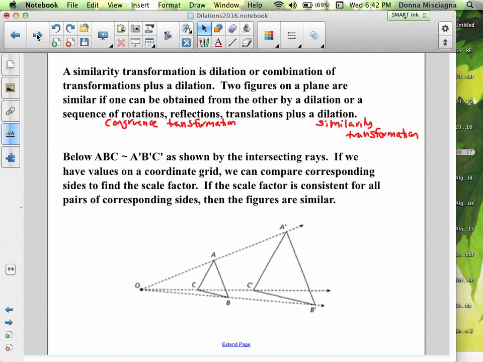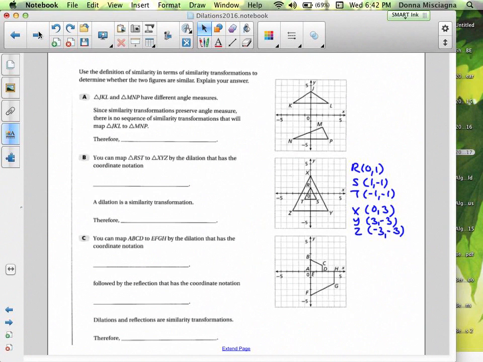We're going to look at dilations on a coordinate plane. Okay, so here's the first one, and this one is in your notes. We're going to use the definition of similarity in terms of similarity transformations to determine whether the two figures are similar and explain your answer. So triangle JKL and triangle MNP have different angle measurements. Since similarity transformations preserve angle measure, there's no sequence of similarity transformations that will map triangle JKL to triangle MNP.